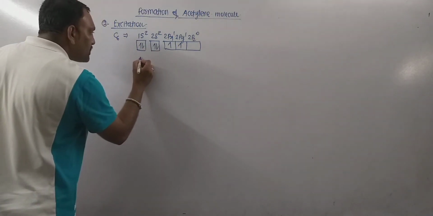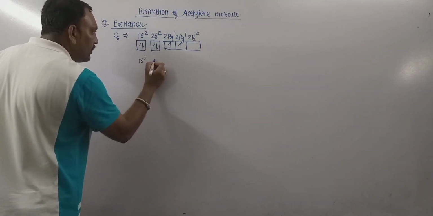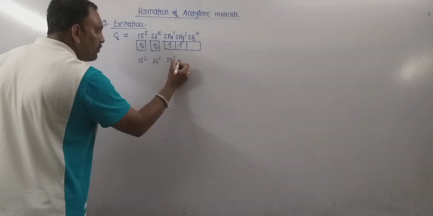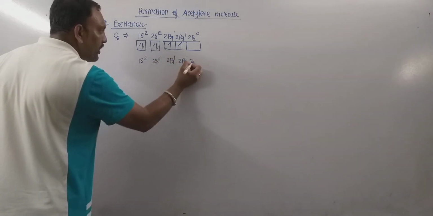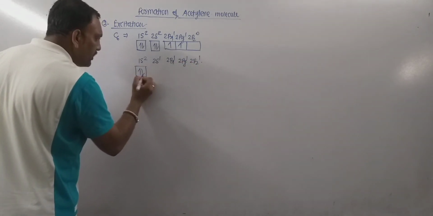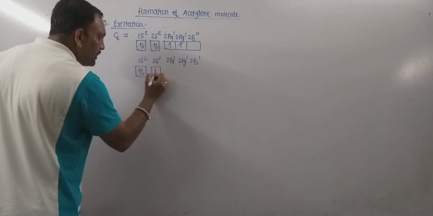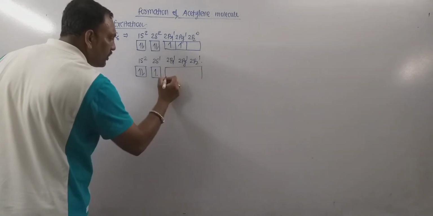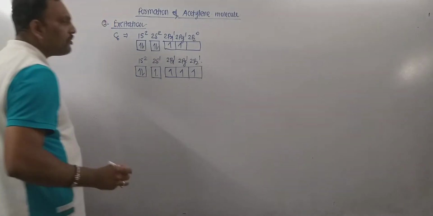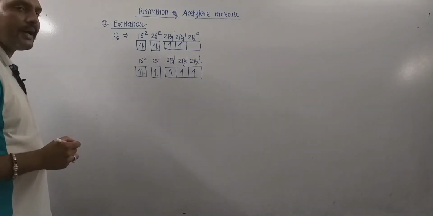So the excited state electronic configuration for carbon is 1s2, 2s1, 2px1, 2py1 and 2pz1. The box diagram can be drawn in this manner. So in the excited state, carbon contains 4 unpaired electrons in the valence shell.